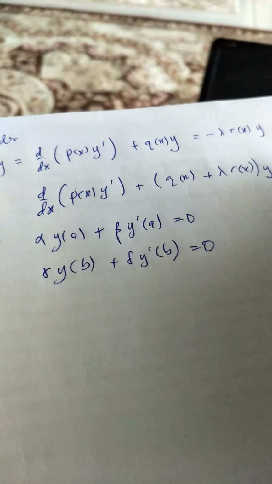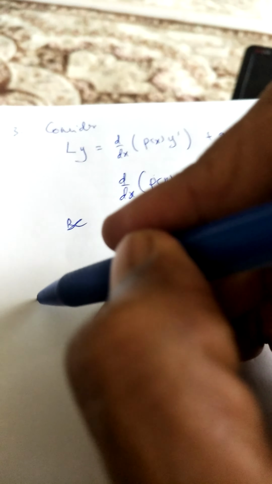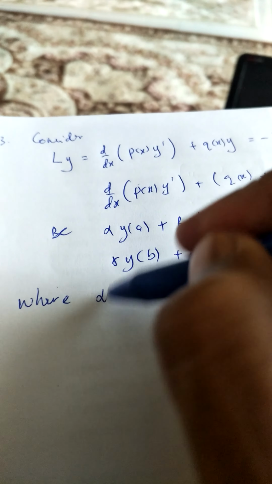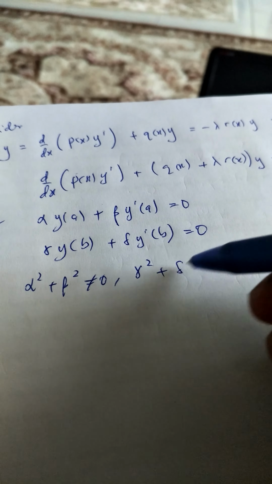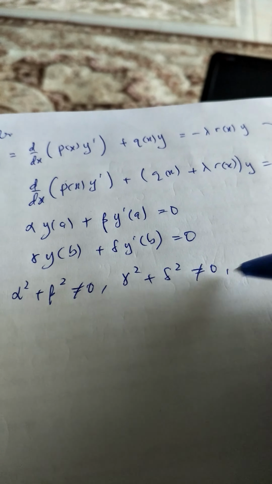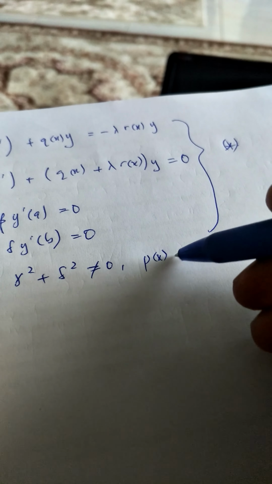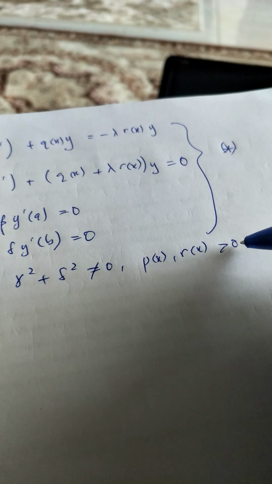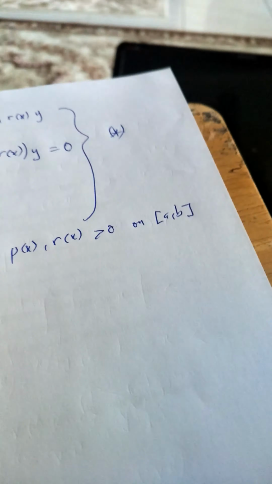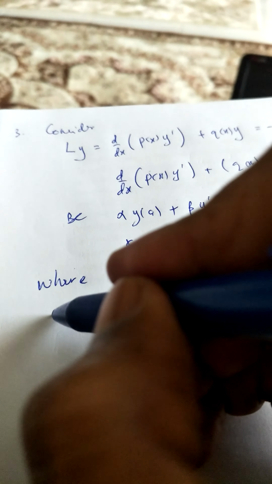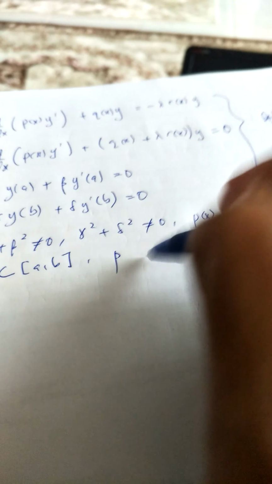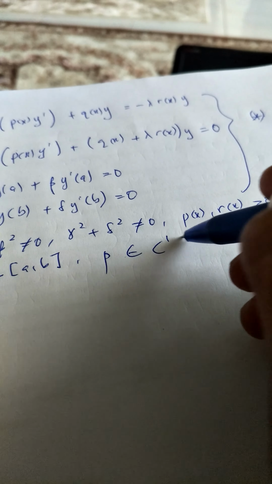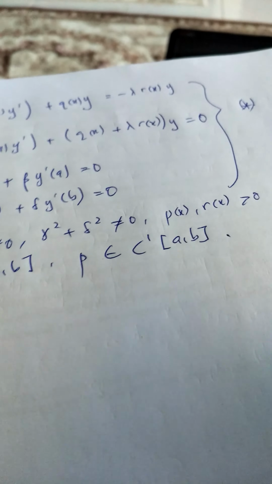Okay, so let's call that system equation number star, where alpha squared plus beta squared is different than 0, and gamma squared plus delta squared is also different than 0, and we have p(x) and r(x) positive on [a,b], and q and r are continuous on [a,b], and p differentiable on [a,b].